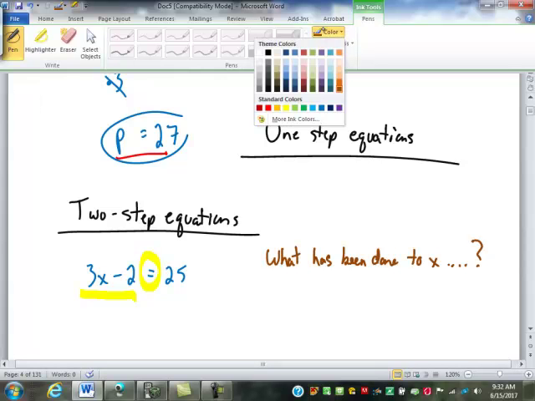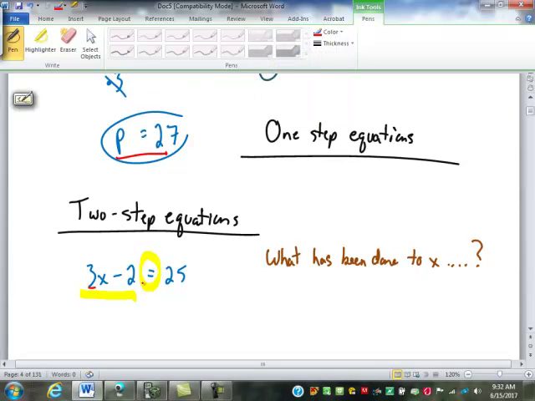Well, let's go through those questions. What's keeping x from being alone here? The 3 and the 2. What operation was used to build the 3 on? Multiplication. It was multiplied. The 2 was subtracted. Now, order of operations tells us if we have a number there for x, which one do we have to do first? Do we multiply first or do we subtract first? Multiply. So this equation was built, the variable x was first multiplied by 3, and then 2 was subtracted from it.